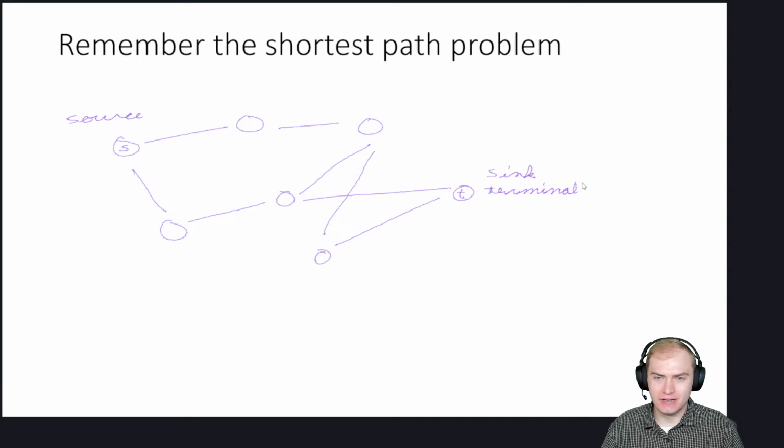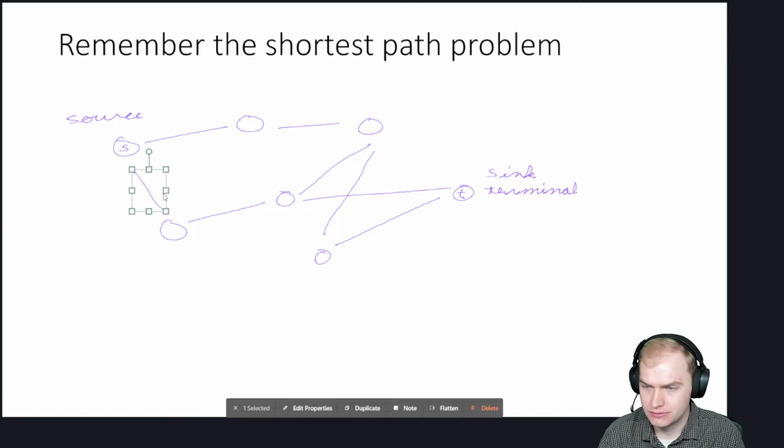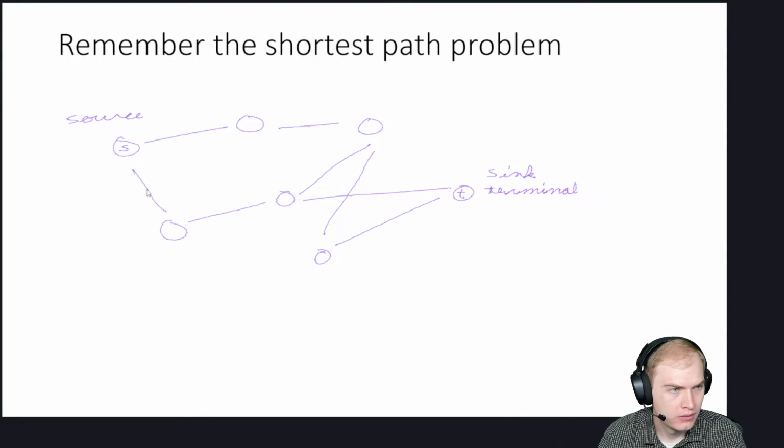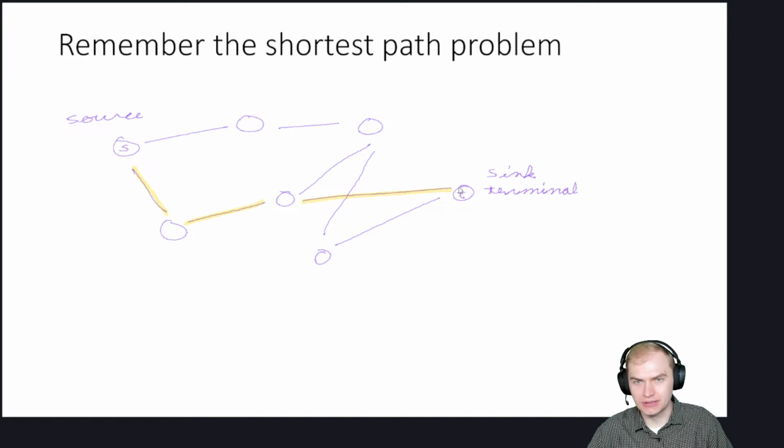But we want to find the set of edges that will take us from S to T in the shortest distance, shortest number of edges. So if they're unweighted, like this, if they're unweighted edges, we might pick these 3 edges. I don't see a shorter path in this graph.